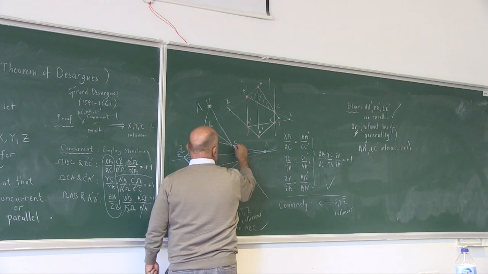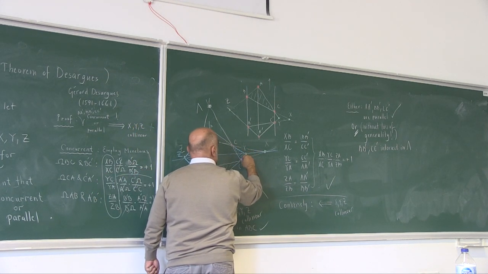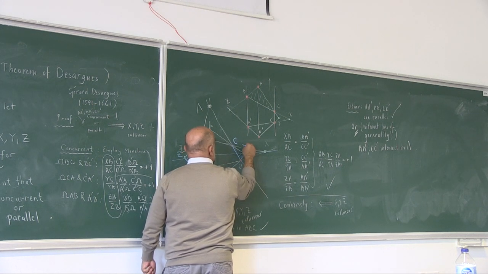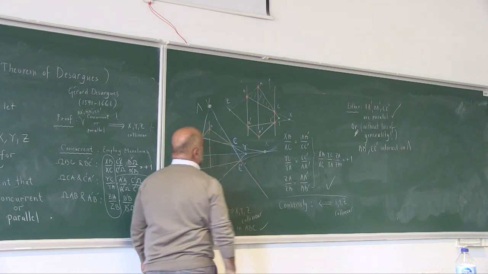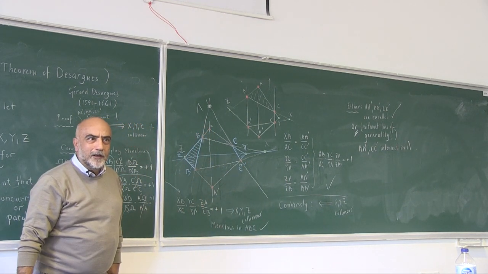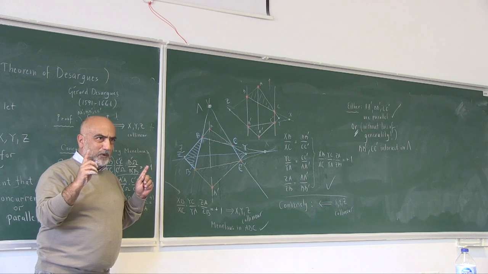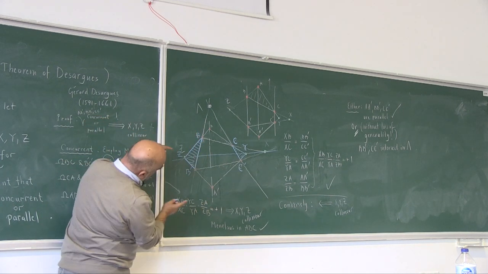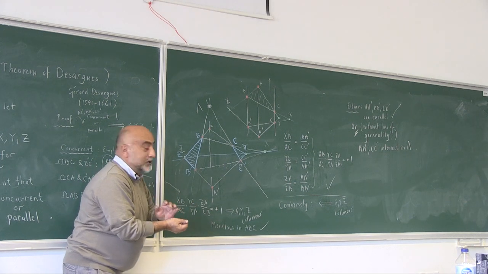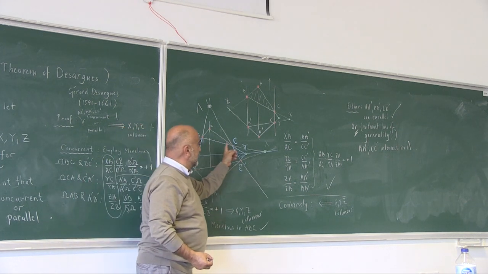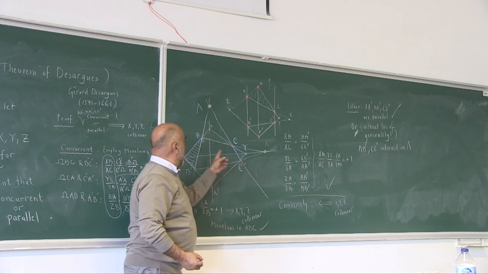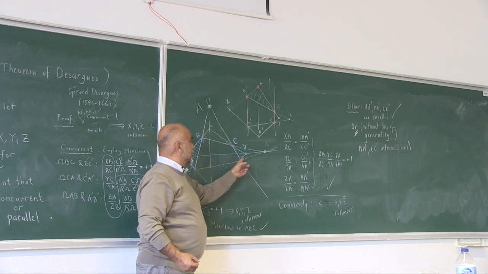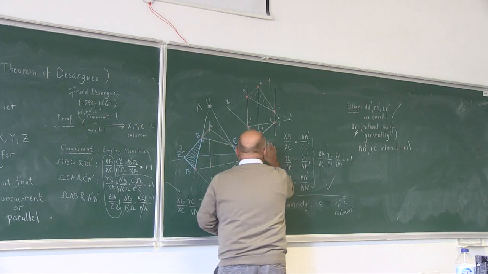Okay, and I want you to look at the triangle C, Y, C prime. So I wanted to apply the first part of Desargues' theorem, not this way, but this way. Do you see BC and ZY and B prime C prime intersect in the point X?